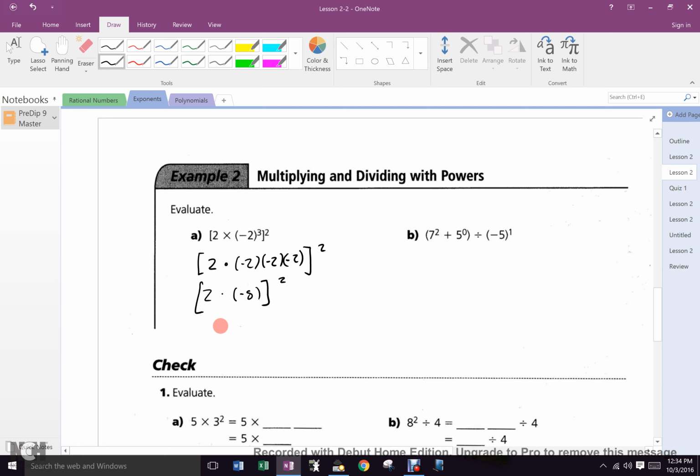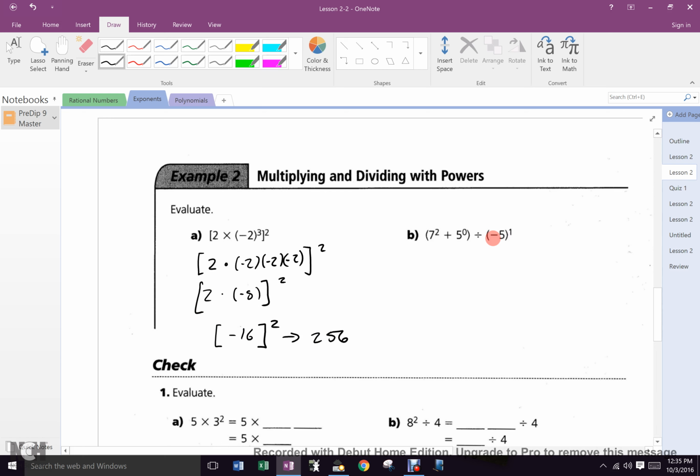What is 2 times -8? -16. Please notice that negative is inside the bracket. So when I square it, what will I get for an answer? Positive 256. Because, of course, we've memorized the first 20 squares, haven't we? Yes. Right? All right. What about up here?